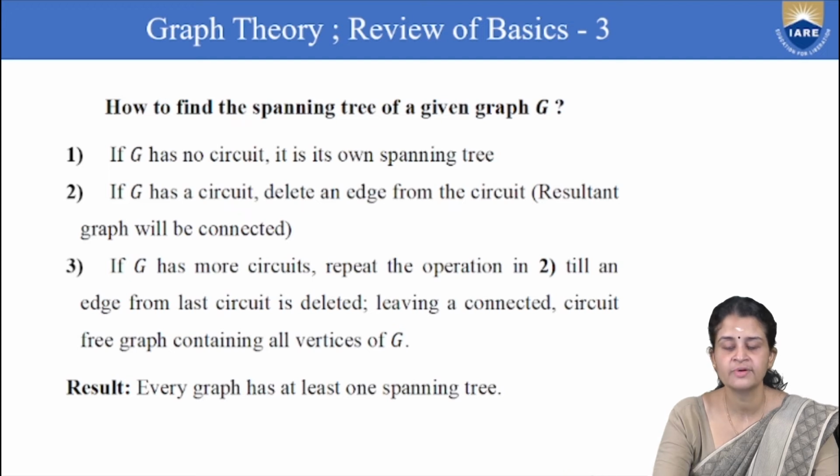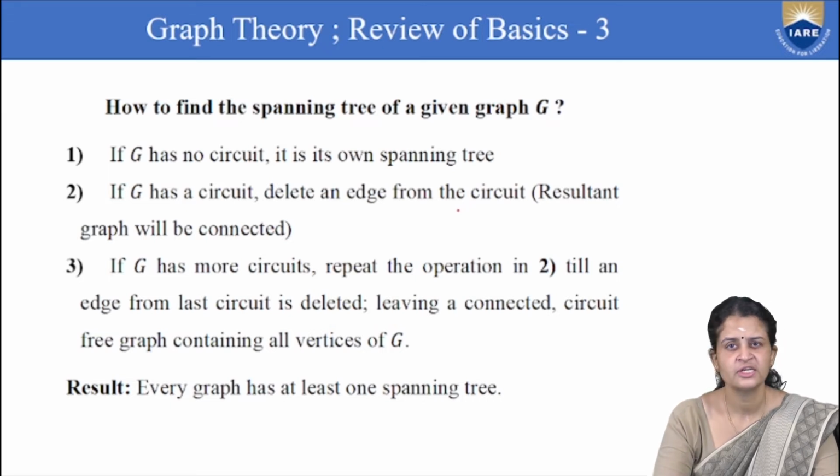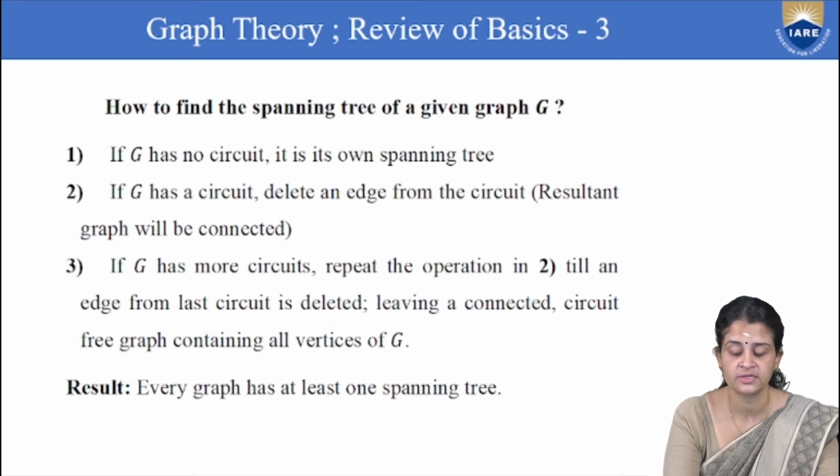So how to find a spanning tree of a given graph? We know what a tree is, and what a spanning tree is, and now we are going to find the spanning tree of a given graph. If G has no circuit, then G itself is a tree, and it is its own spanning tree. If G has a circuit, then delete an edge from the circuit. The resultant graph will be connected. Is it so? Yes, because when we remove an edge from a circuit, the graph won't get disconnected.